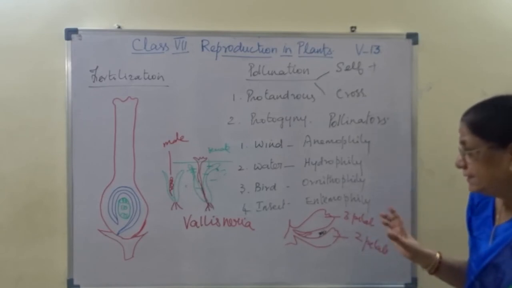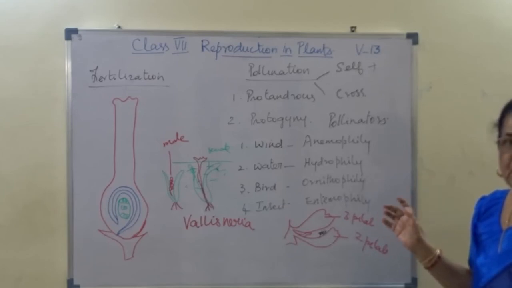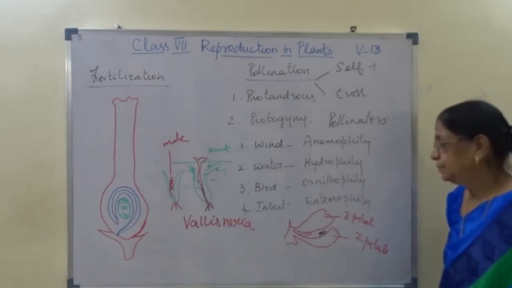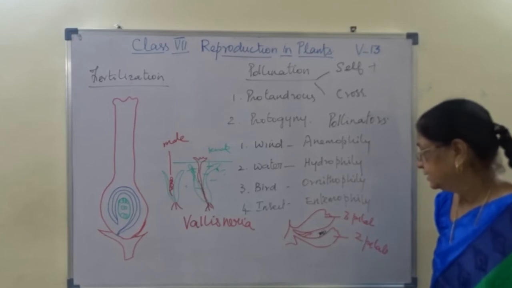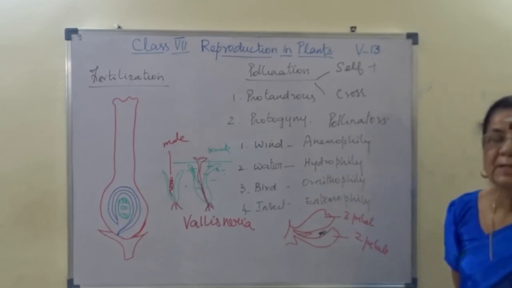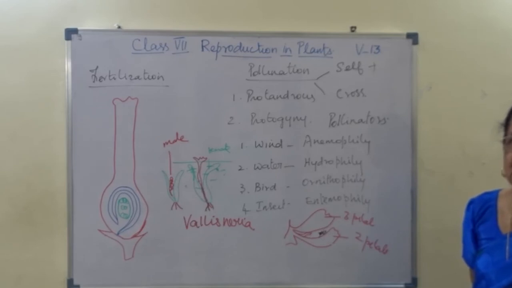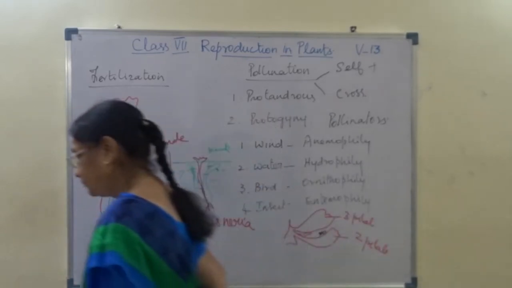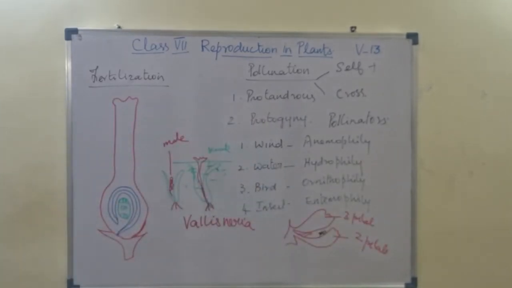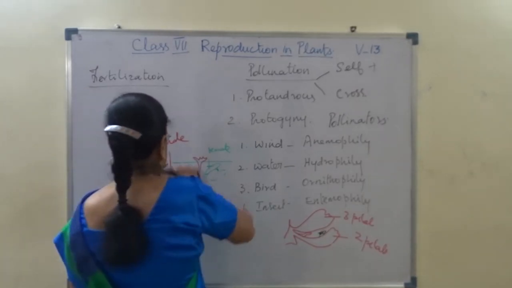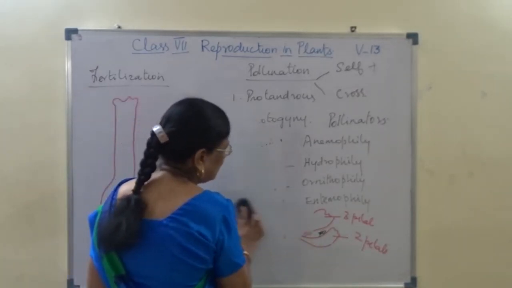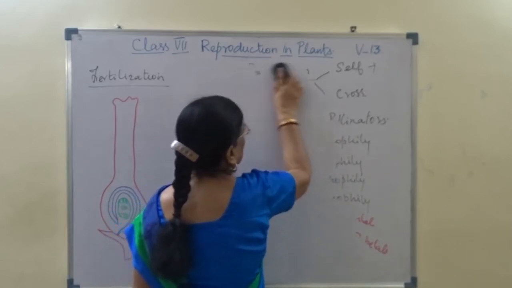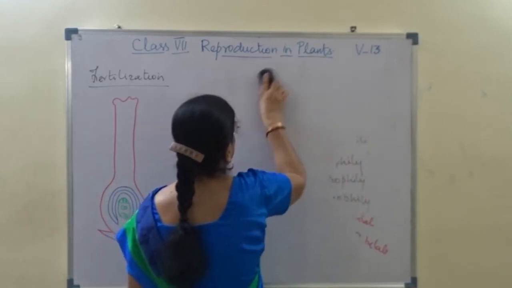So there are five types of agencies: wind pollination, anemophily; water pollination, hydrophily; bird pollination, ornithophily; insect pollination, entomophily; and pollination by animal, zoophily. So these are the agents of pollination, right? Now as a result of pollination, the pollen grains are landing on the stigma for the next event to occur.